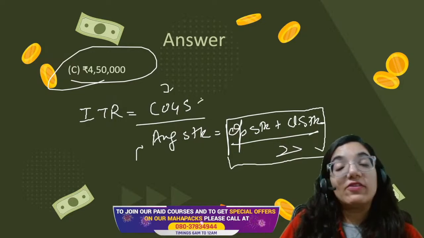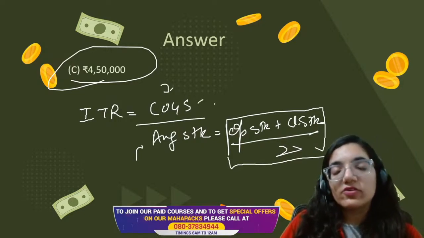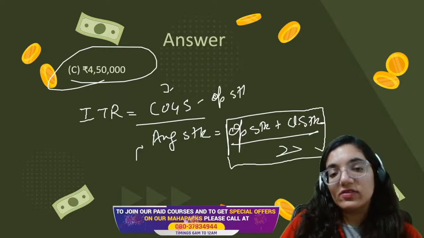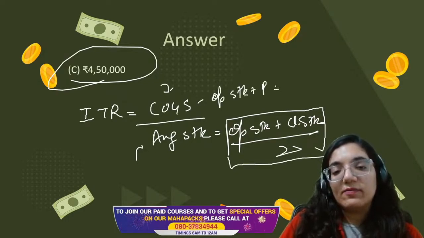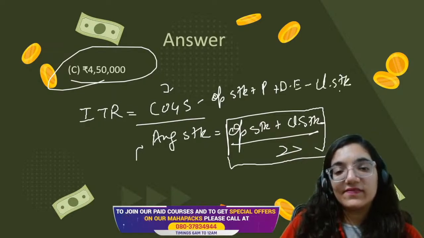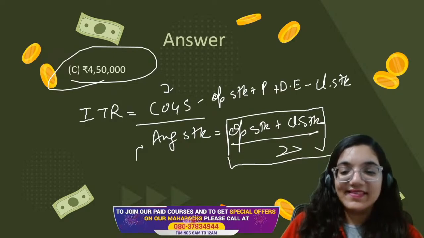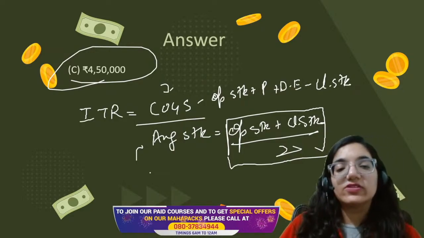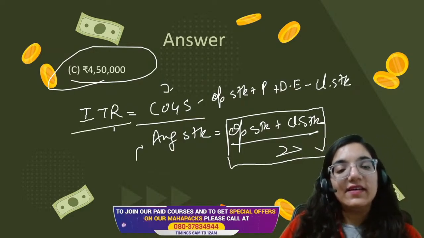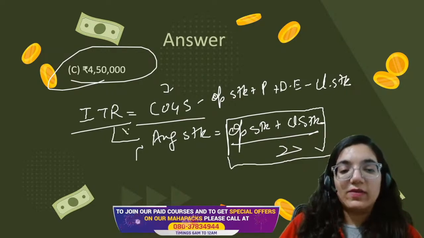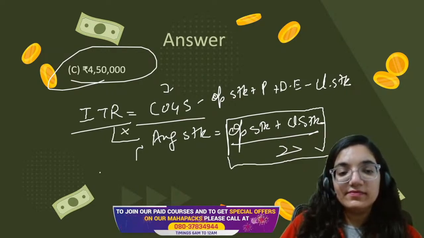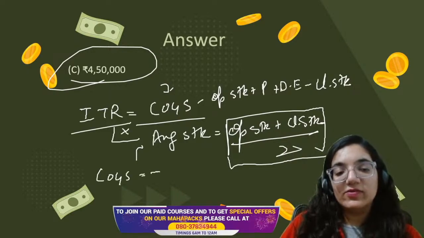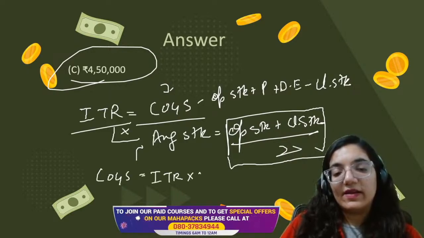What is the formula for COGS, everyone? This is the cost of the goods that are sold in the market. Opening stock plus purchase plus direct expenses minus closing stock. Done? Okay. These are the formulas that I've used. In this case, they had given the ITR and they had given the average stock. So we could multiply and find the value of COGS is equal to ITR multiplied by average stock.